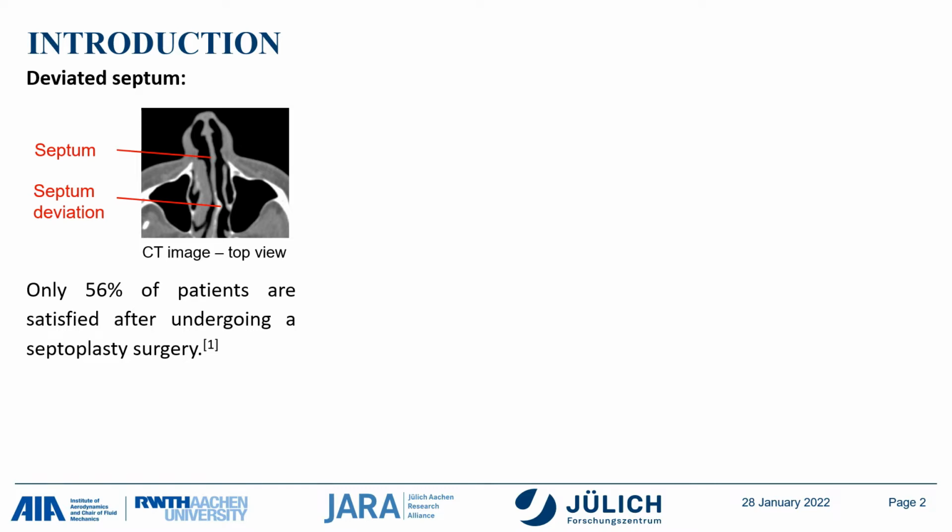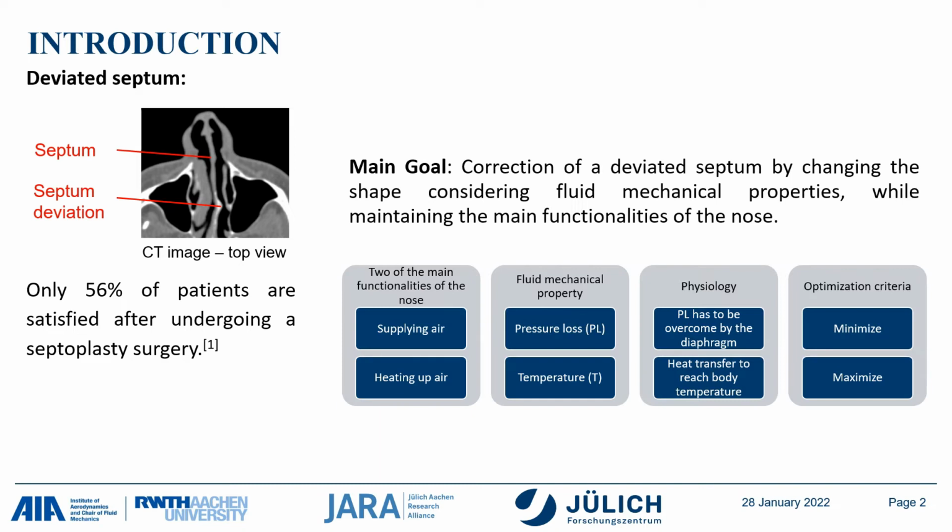The very need for shape optimization in respiratory flows arises due to the presence of a deviated septum in nasal airways, which causes breathing problems. Even after undergoing a septoplasty surgery, only 56% of the patients are satisfied. Here, the two main functionalities of the nose are addressed, that is, proper supply of air, which is related to the optimal pressure loss and heating of air during inhalation. Hence, the main goal of this shape optimization is to take into account these fluid mechanical properties and produce the optimal shape of the nasal airways to maintain the main functionalities of the nose.